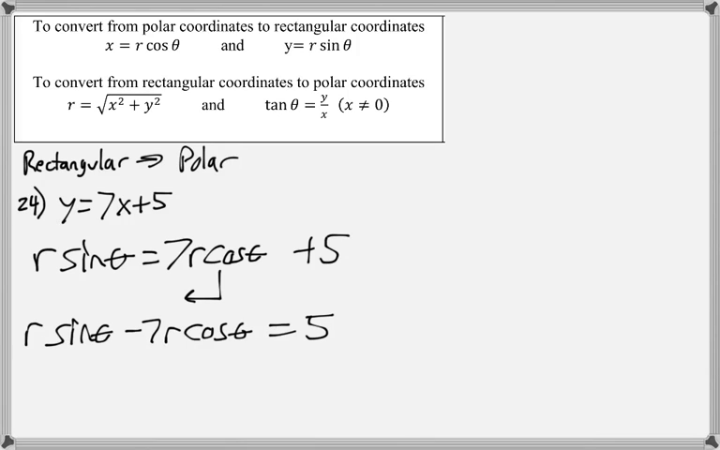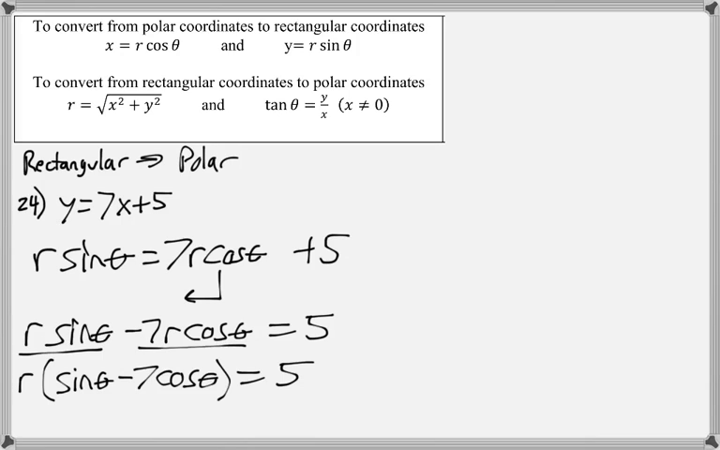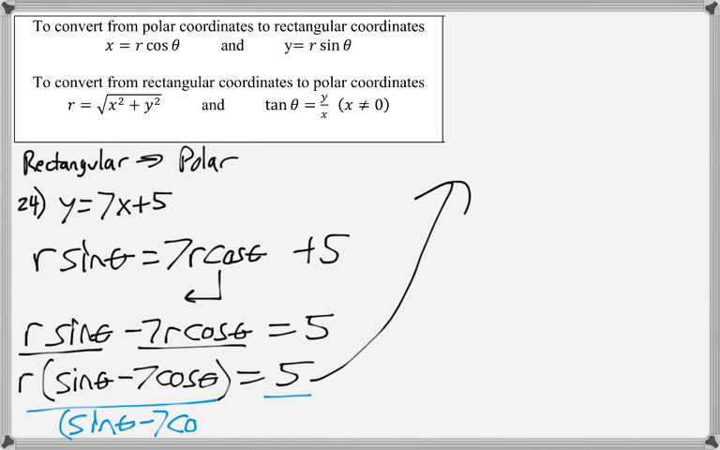And then I can actually factor out the r. So r times sine of theta minus 7 cosine of theta is equal to 5. So I've factored that r out of these two terms. And then I can divide by that sine minus 7 cosine. So now I want to divide both sides by sine of theta minus 7 cosine of theta.